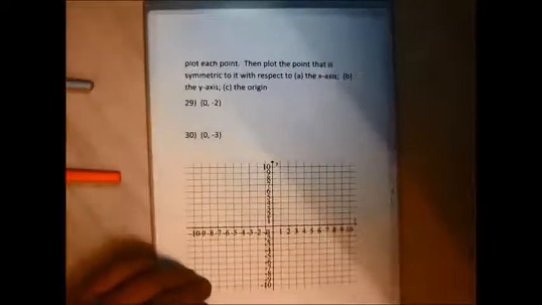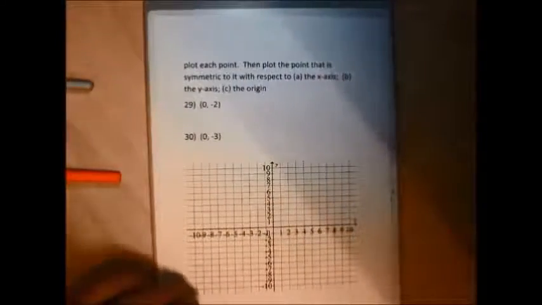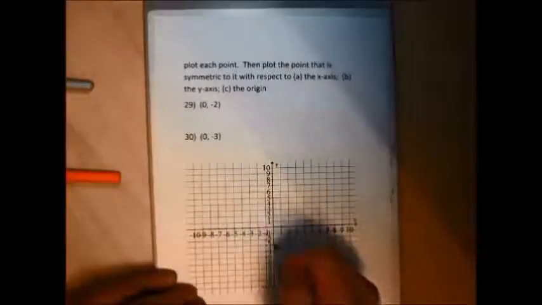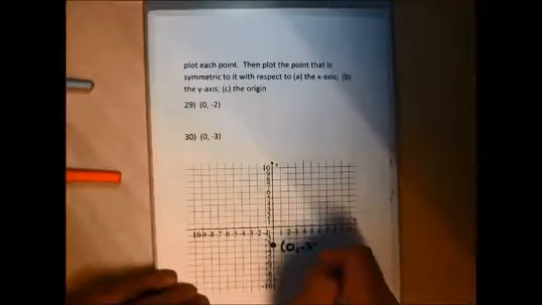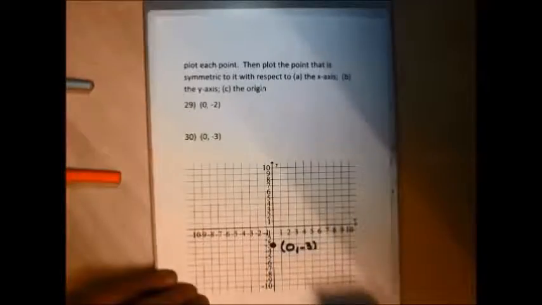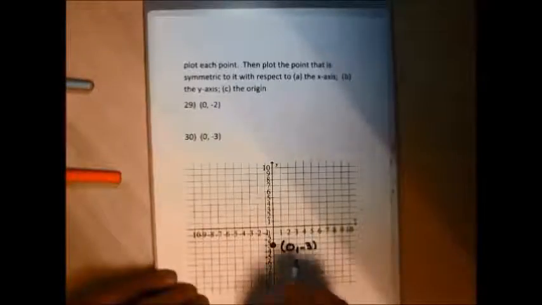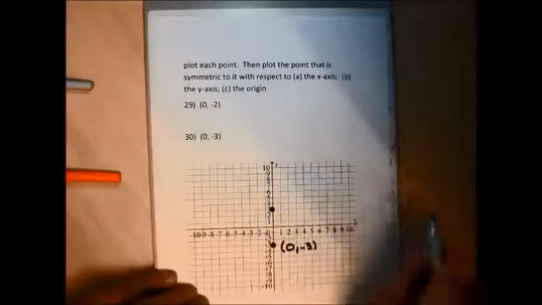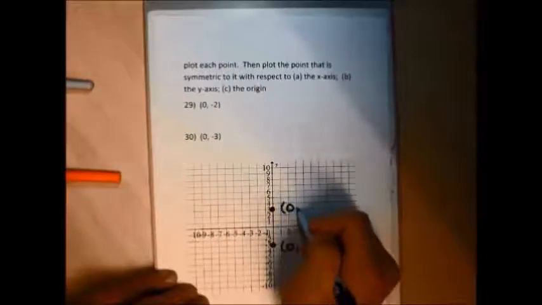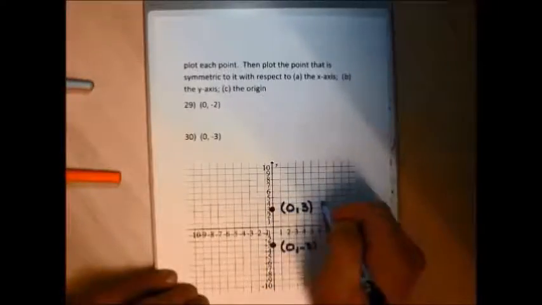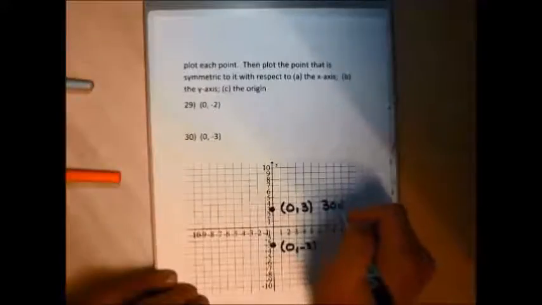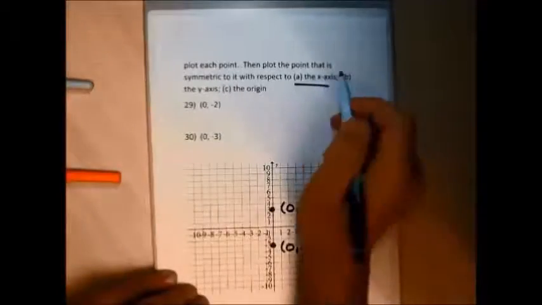29 and 30. For 30, I'm going to plot the point (0, -3). For part A, for the symmetric point about the x-axis, I change the sign of the y. When I change the sign of the y, I get a positive 3, and the point turns into (0, 3). This is going to be my answer to 30A. That's the point of symmetry across the x-axis.